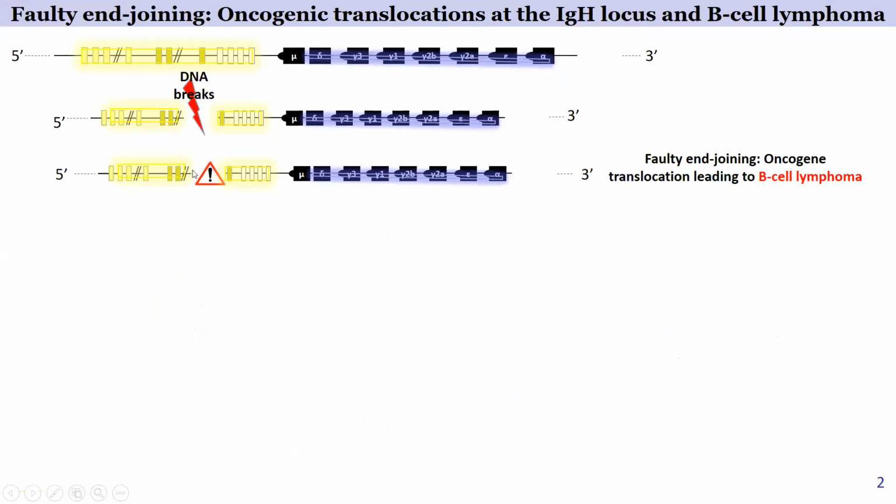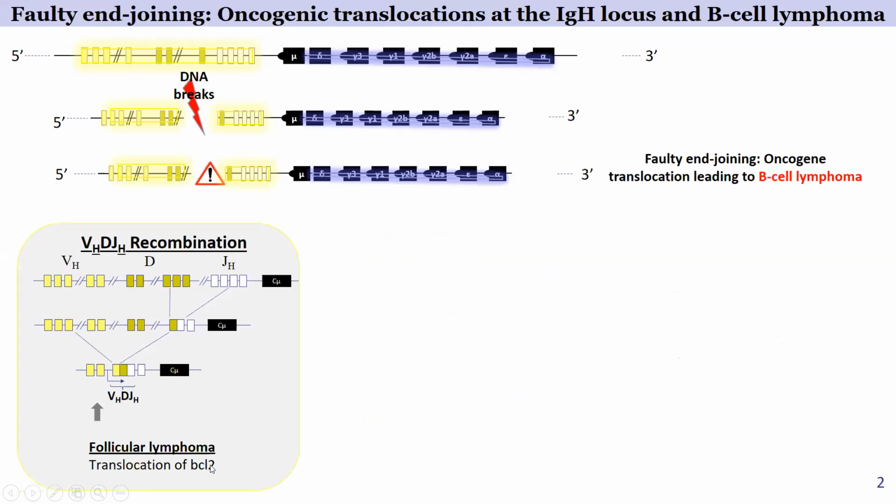in the insertion of an oncogene into the IGH locus, which is the cause of many B-cell lymphomas. This is the case of BCL2 translocation in follicular lymphoma taking place during VDJ recombination, which is an essential event to generating a functional immunoglobulin repertoire.